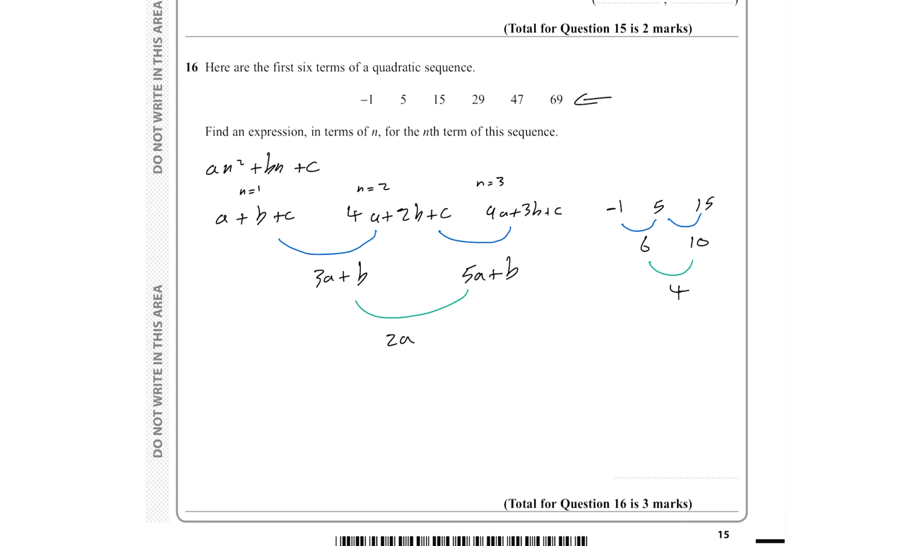So now we have 2a here, and we have 4 here. So we can now write that 2a is equal to 4, which means a is equal to 2. So we figured out what a is.